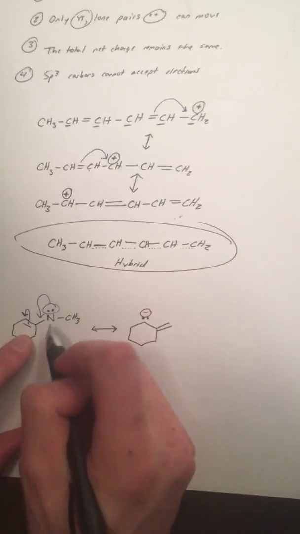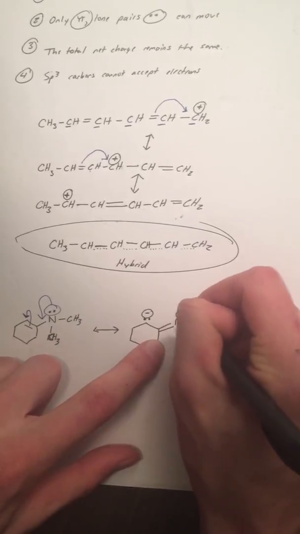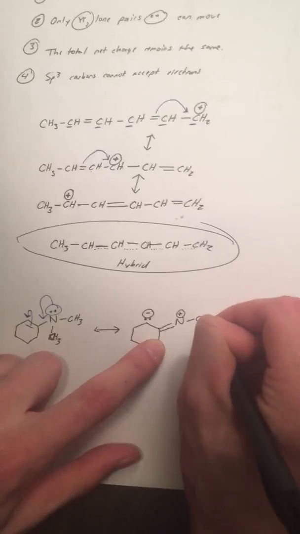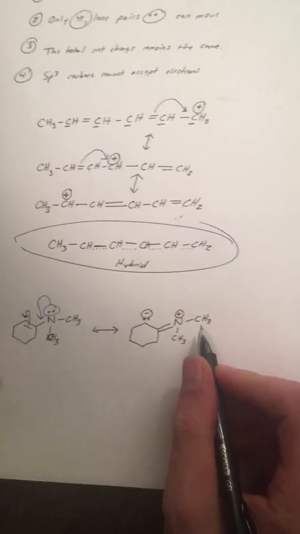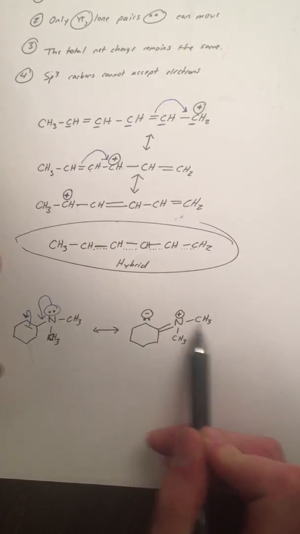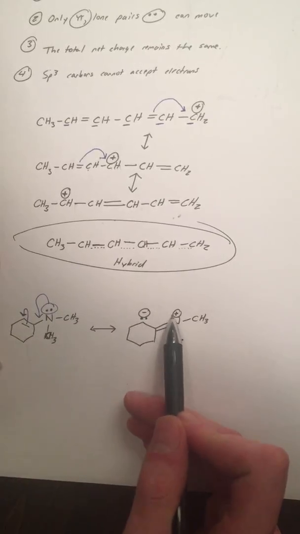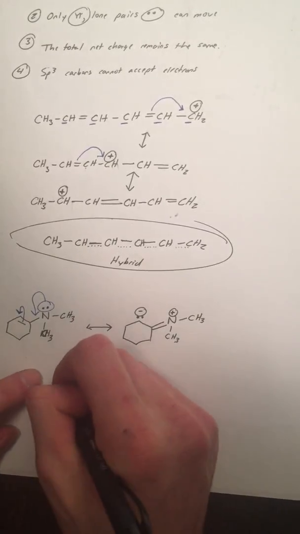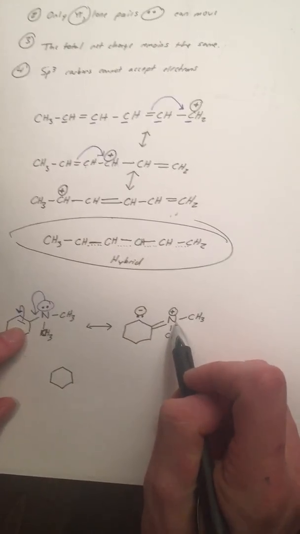And now, since you've made a double bond here from the lone pair, there's a positive charge on that nitrogen. So these are your two resonance contributors to the hybrid.